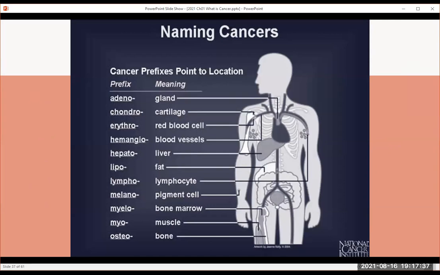Naming cancers usually has a couple of different rules. There's usually a prefix that indicates the location or the origin of the type of cell that's involved in the cancer. Here's an image showing the prefix matched up to the meaning that's next to it. So you can look at this: hepato would be liver, lipo, like lipoma, is fat. So a lot of things that you probably recognize here.